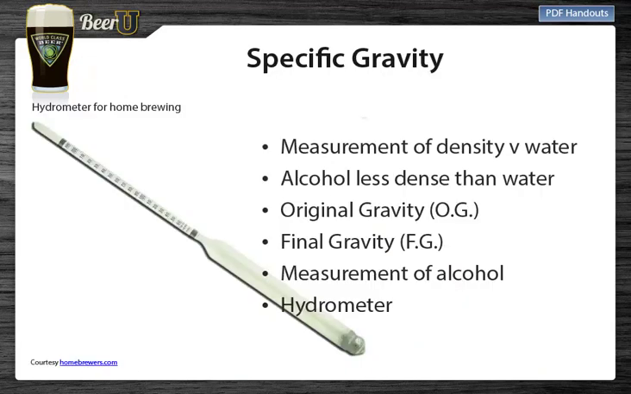Specific gravity is a very important measurement for a brewer. It is a measurement of density compared to water, and it tells a lot about the beer. On a gravity scale, pure water is 1. Adding any solids or other materials to water generally creates an increase in the water's density, or gravity. However, alcohol is actually less dense than water, so adding alcohol to water actually reduces the overall density, or gravity.